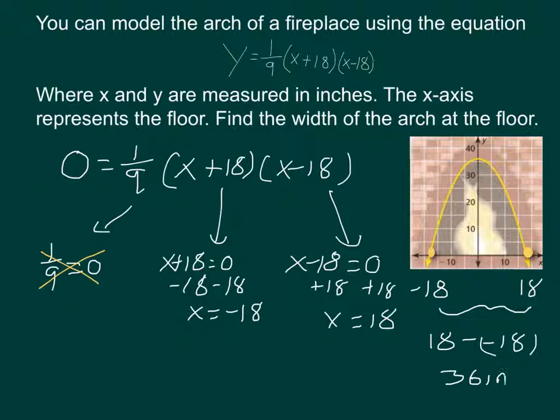36 inches. Could certainly say 3 feet, but we can go with the inches because that's how this problem was originally described. And so that's an example of how you can use the factored form of a polynomial to solve a real-world example using the zero product property.